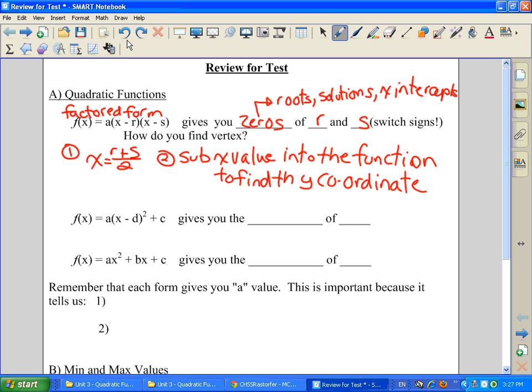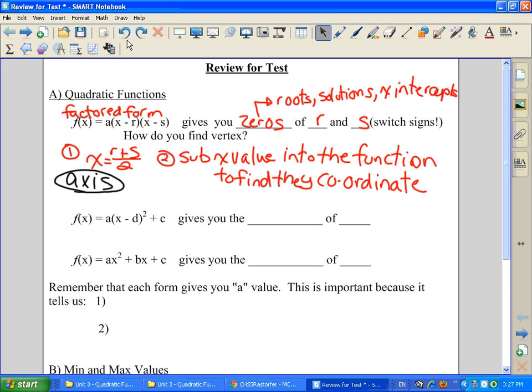All right, so just to review, guys, when you have factored form, find your zeros, which is the opposite of what's in the brackets. You add those two up and divide by 2 to get your axis of symmetry. So this is your axis. And remember, your axis is also the x-coordinate of your vertex. So then you sub that x value into the function to find the y-coordinate. Then you have your vertex.